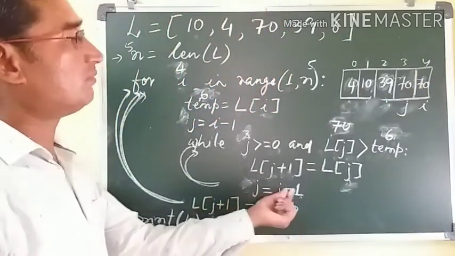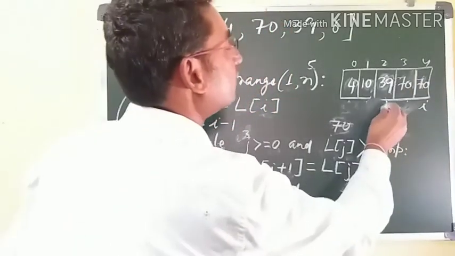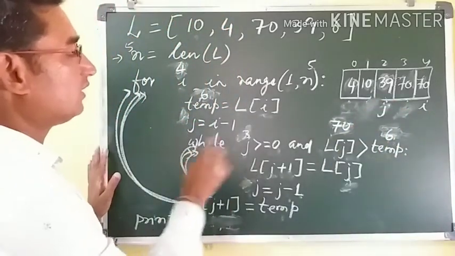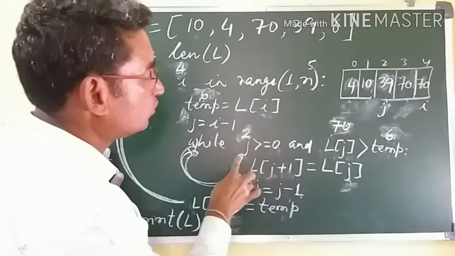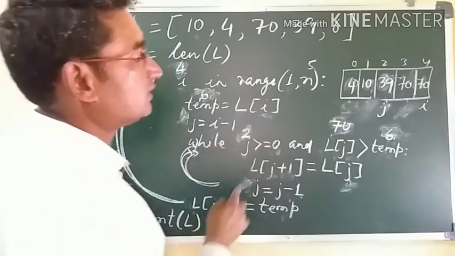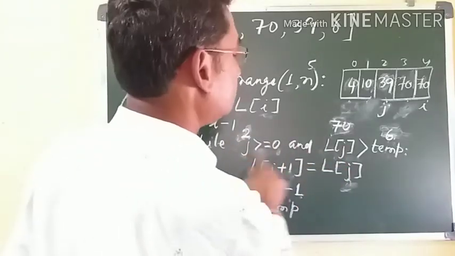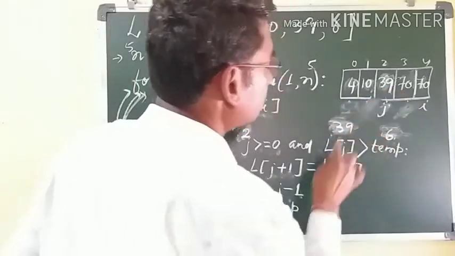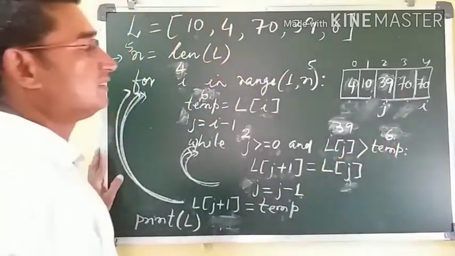Now J equal to J minus 1. Now the value J will be assigned 2 here. Again it will come here. The value of J is 2. Now 2 is greater than or equal to 0. This condition is true. Now L of J is L of 2, which is 39. Now 39 is greater than 6. This condition is still true.